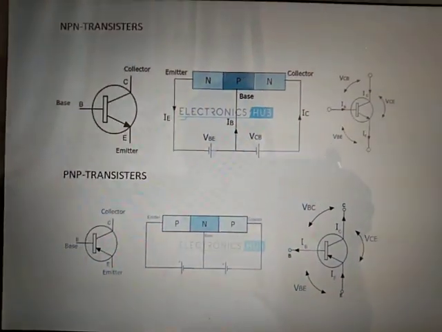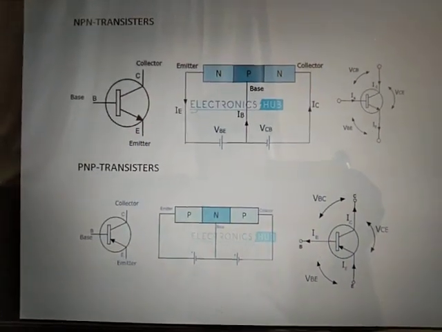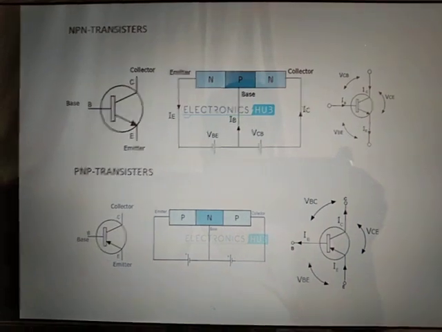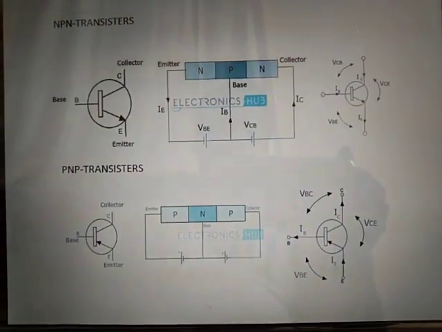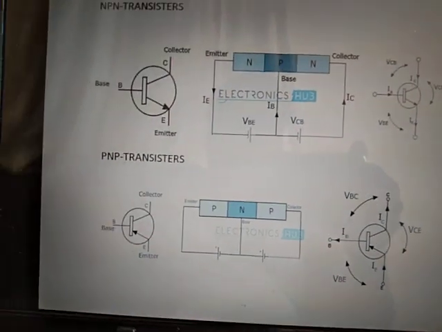Now, first, what is a transistor? The transistor is defined as transfer resistor. Trans plus resistor is equal to transistor. And the transistor is very important for applying the signal, from the low signal to the high signal, using transistors.